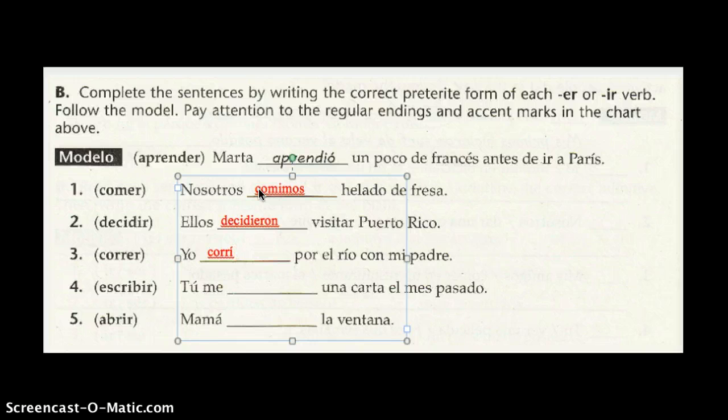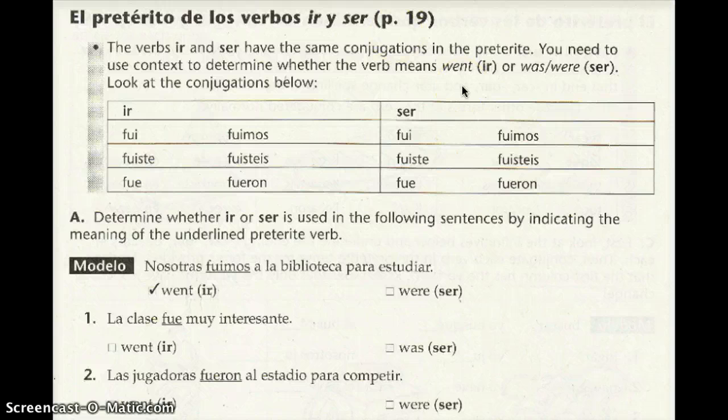Showed up late. Let's see. Tú me. Who's doing the talking here? Is it tú or yo? If you can read this sentence, let me give you a second. What is it saying? It's saying you wrote me a letter last month. So who did the writing? You did. So it would be escribiste. And mamá abrió la ventana.